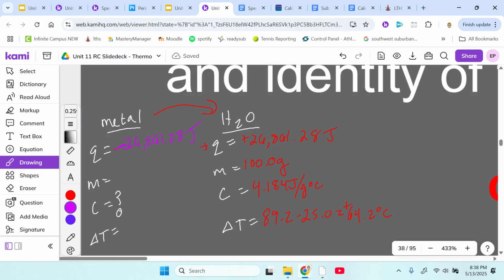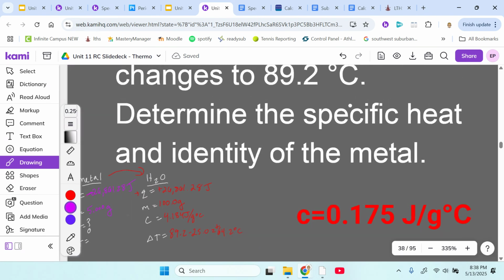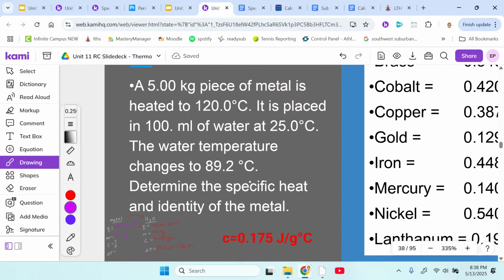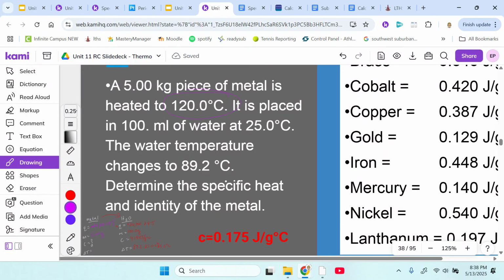Now we know that the metal's mass is 5,000 grams because it said 5 kilograms. And here's the tricky part. What's the temperature change of the metal? So this is the only part that's difficult. Okay, the metal started hot at 120, and then it was placed in the calorimeter.